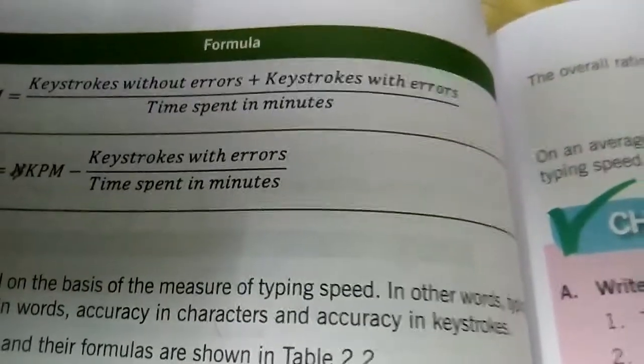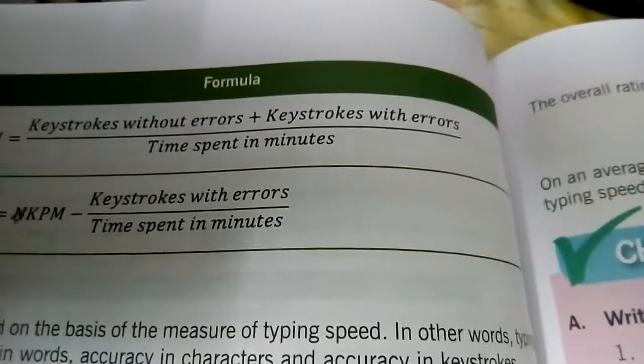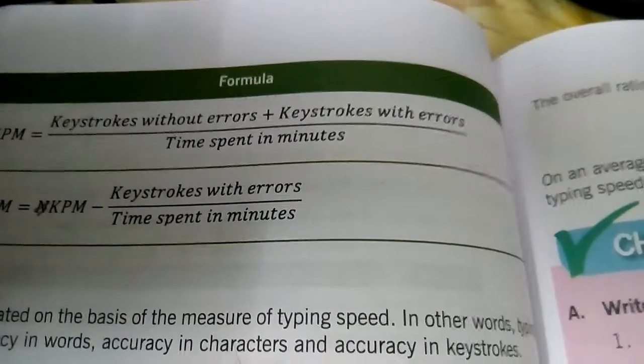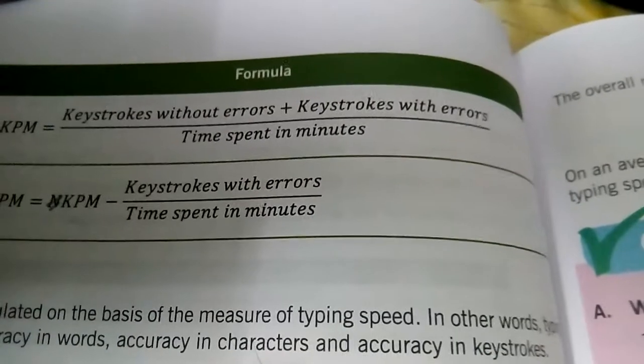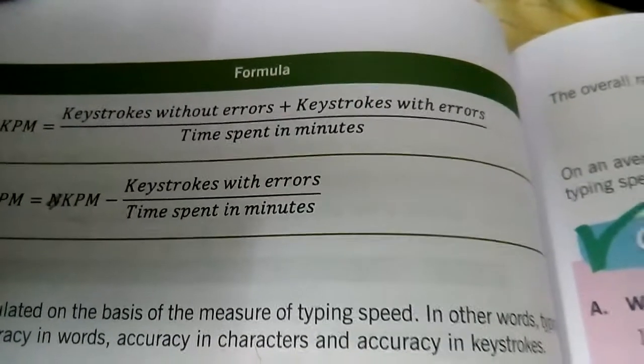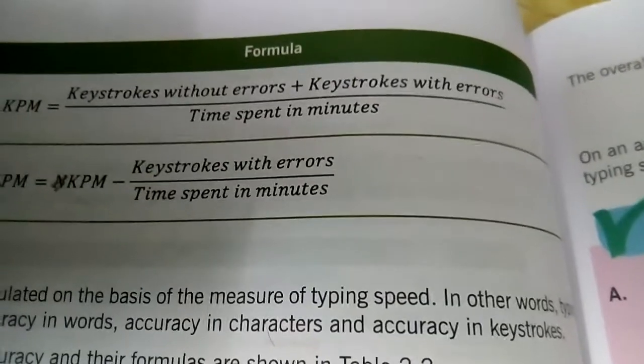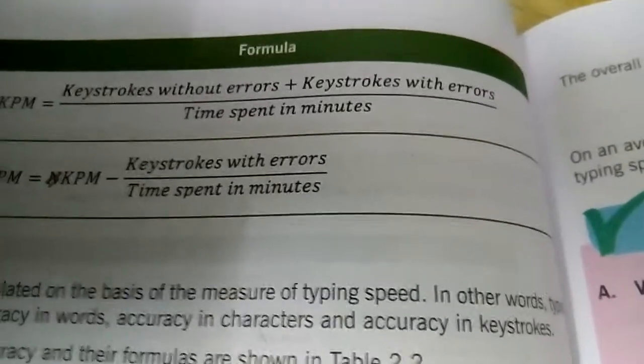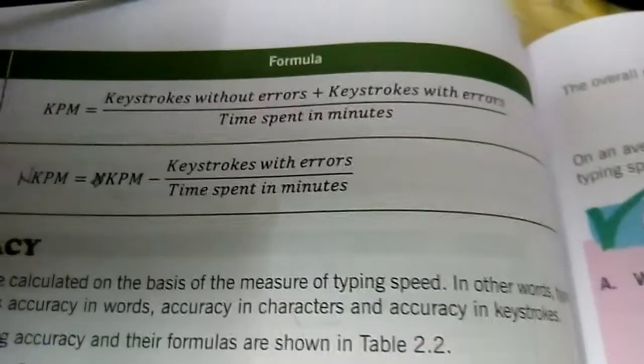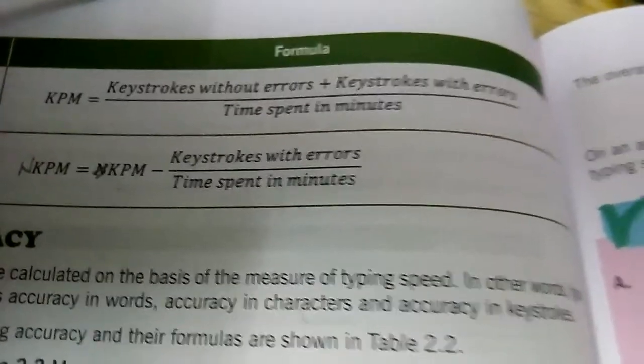So this is the formula of different measurements. Different speeds: keystrokes per minute, characters per minute, net characters per minute, net keystrokes per minute, words per minute. So these are the different formulas.